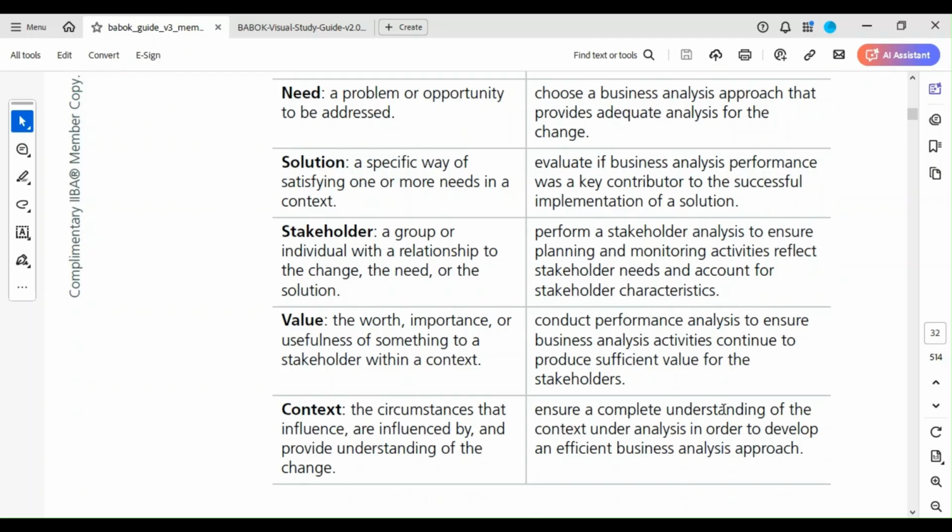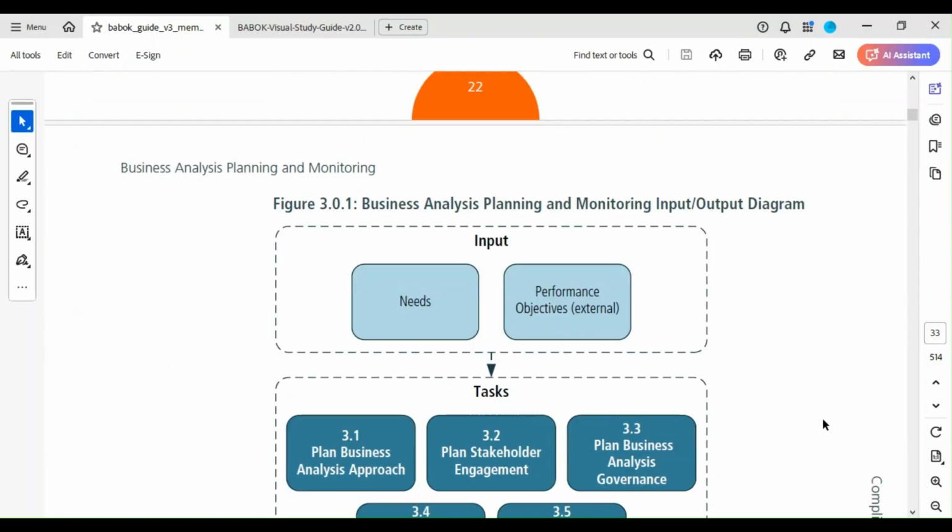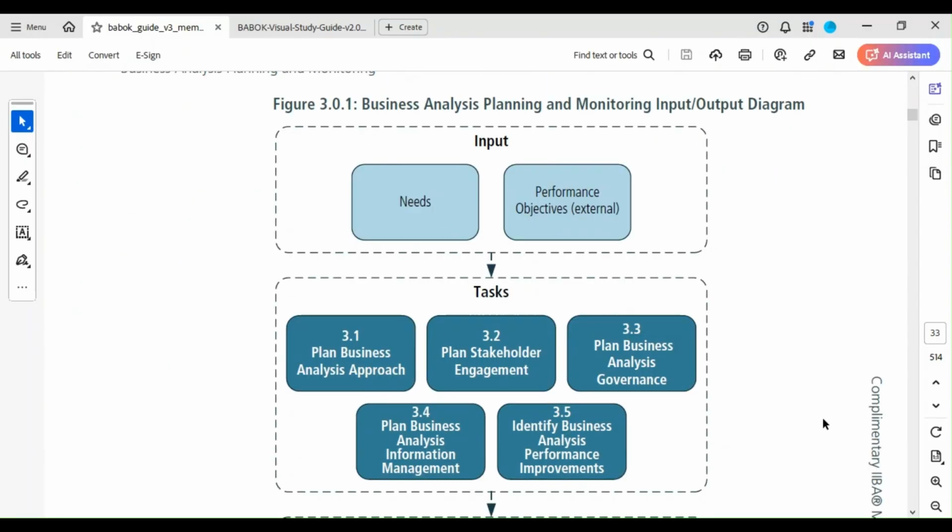Context, the circumstances that are influenced by and provide understanding of the change. At this stage, business analysts ensure a complete understanding of the context under analysis in order to develop an efficient business analysis approach. Now, let's move right into this. Business analysis planning and monitoring input or output diagram. Let's see if we can digest this diagram.